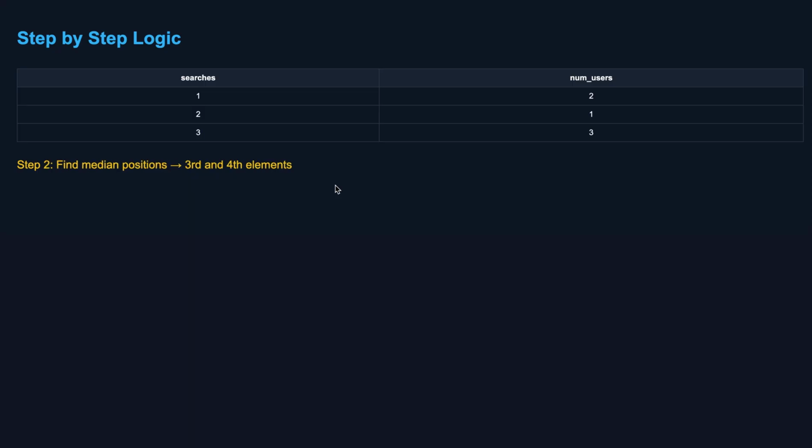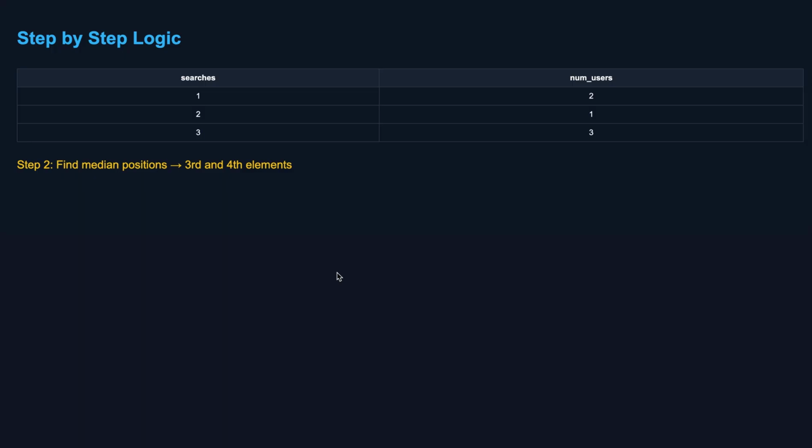Now we find the positions of the median elements. So the total users is 6, which is even. So the lower median index would be 6 divided by 2, that is 3. And the upper median index would be 3 plus 1, that is 4, the next index, right? So we need to find the third element and the fourth element. And then we can take the average of those two. So median is not about the values, it is about the positions in a sorted data set, right?